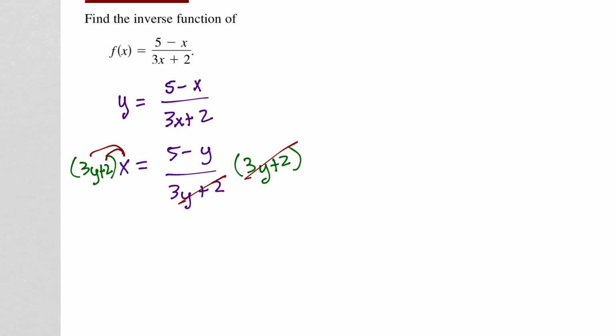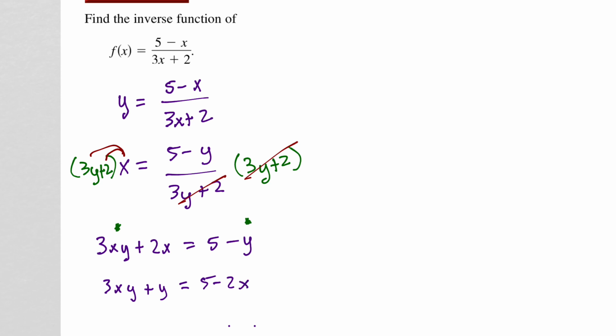All right, so we're going to get 3xy plus 2x equals 5 minus y. All right, so note that I still have two y terms. So here's the key. You want to get all the y terms on the left-hand side. Anything that doesn't have a y term, we're going to move to the right-hand side. So that's going to involve adding that y on the right over here, so 3xy plus y, and subtracting that 2x on the left. So that's going to equal 5 minus 2x.